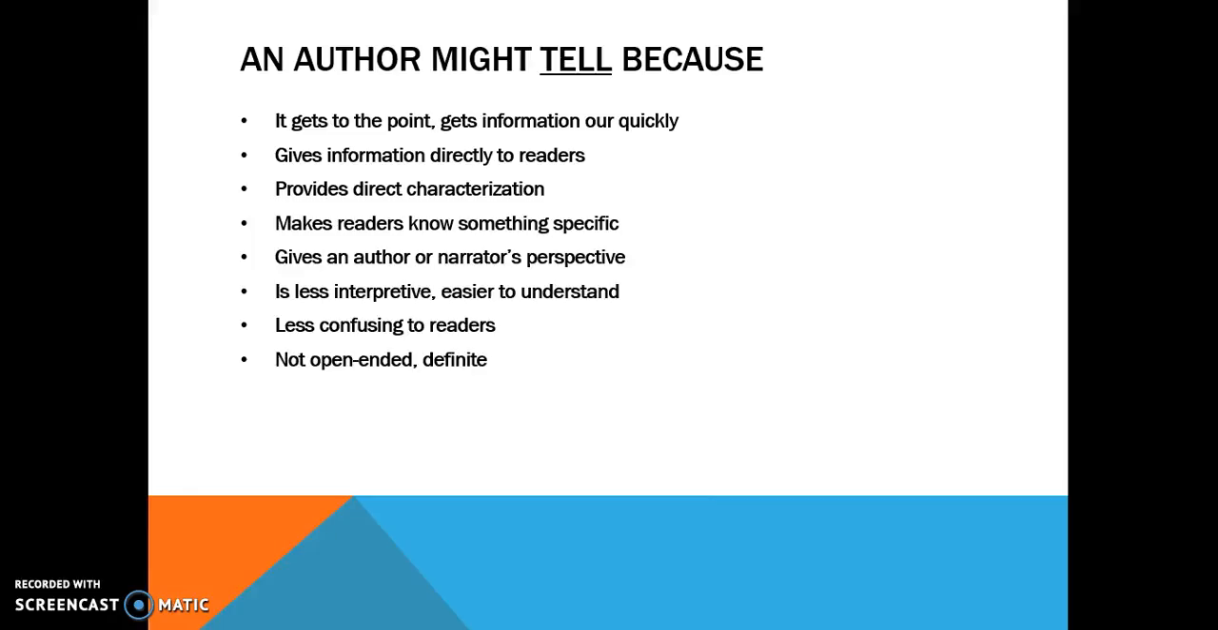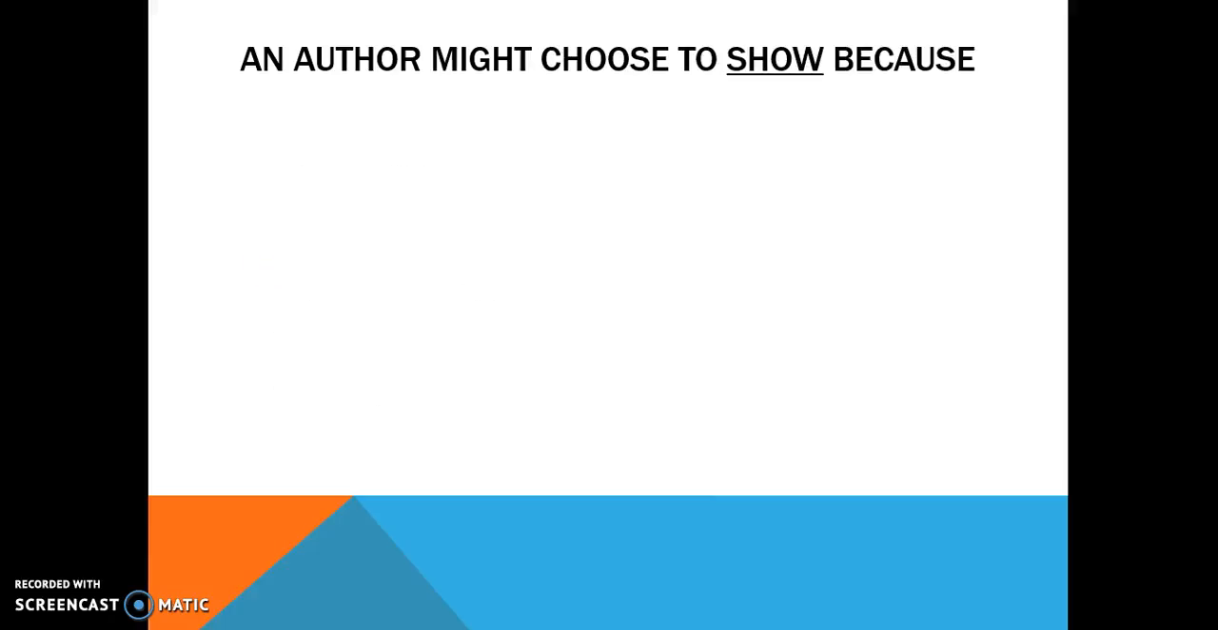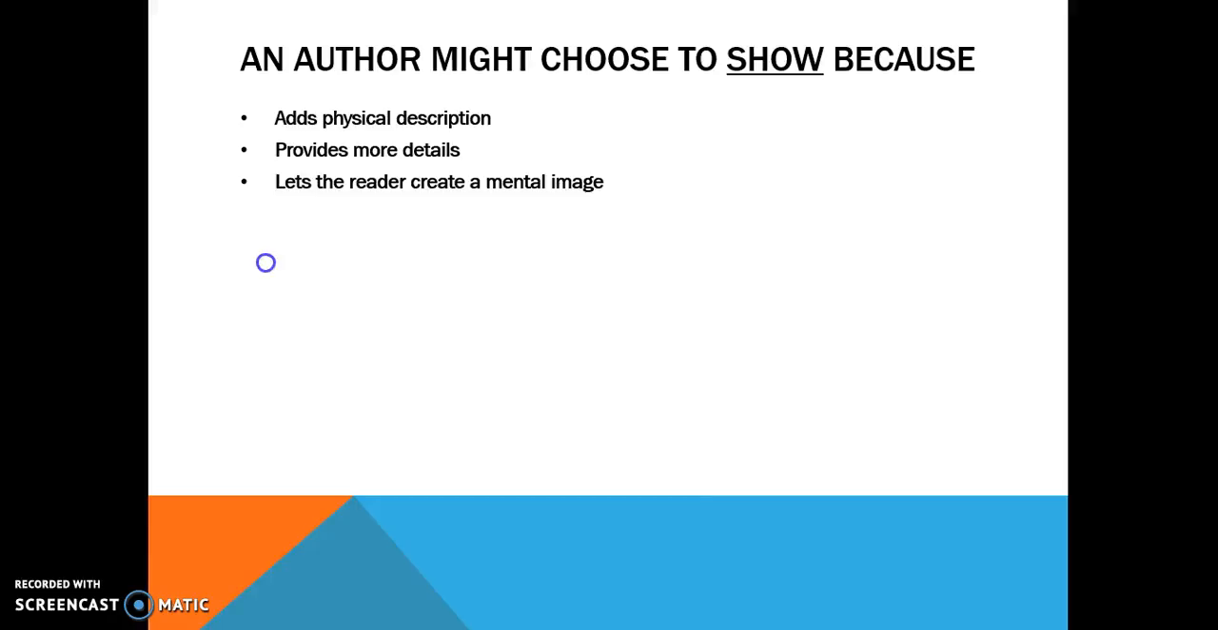Like, this is what the author means. He's telling it to you right now. It helps with younger readers or reading levels. It's not confusing. It's just saying, here's what it is. Now, an author might also choose to show for a few reasons instead. It could add more physical description. It could provide more details for the reader.